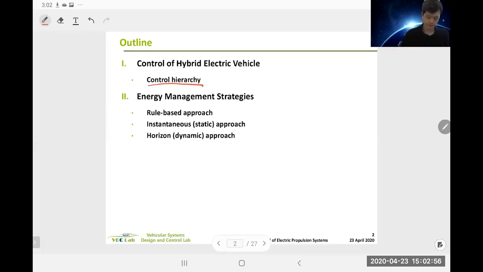Vehicle controller, and then we're going to look at energy management strategy of HEV control, which is basically trying to optimize fuel economy. And section 2 has 3 bullet points. We're going to start with rule-based control, and then instantaneous optimization approach, and then horizon optimization approach.